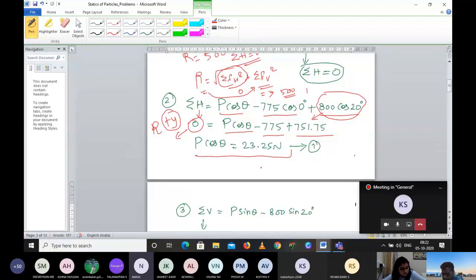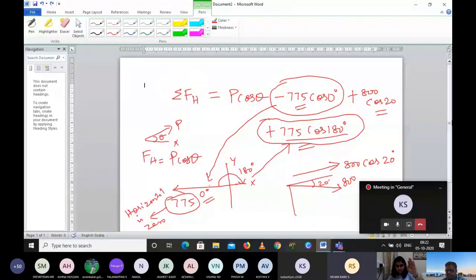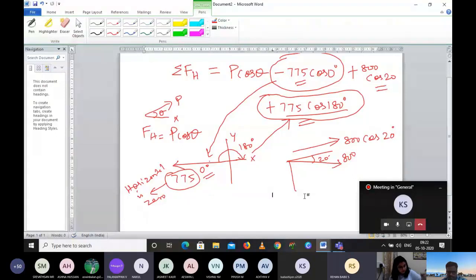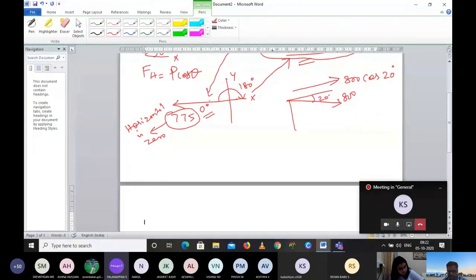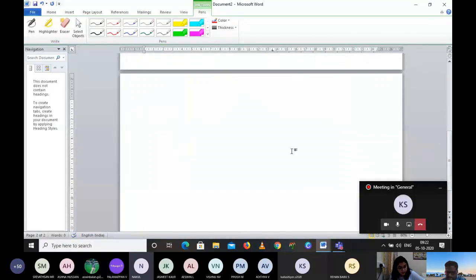So next one, the same components, we are going to find the vertical one. I need one volunteer. Who is going to come? Anyone voluntarily? So, Mr. Nakul. Nakul, can you tell me the summation of vertical components for these three? Yes, sir. It will be P sine theta. Yeah, very good.